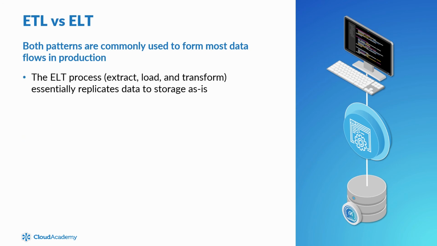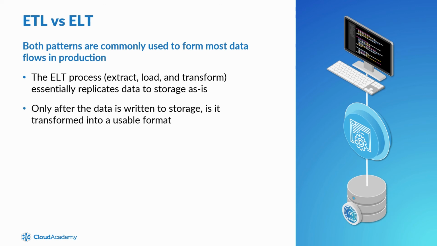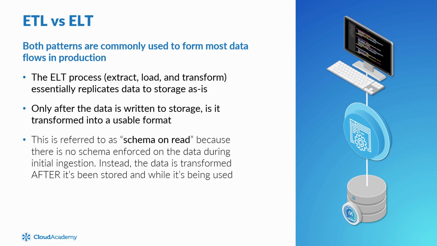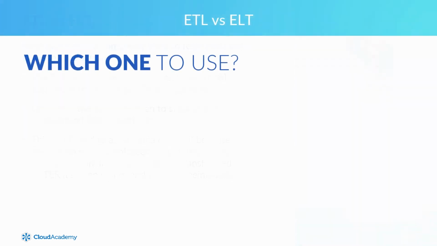The ELT process, or extract, load, and transform process, essentially replicates data to storage as is. Only after the data is written to storage is it transformed into a usable format. This is referred to as schema on read because there's no schema enforced on the data during initial ingestion. Instead, the data is transformed after it's been stored and while it's being used.